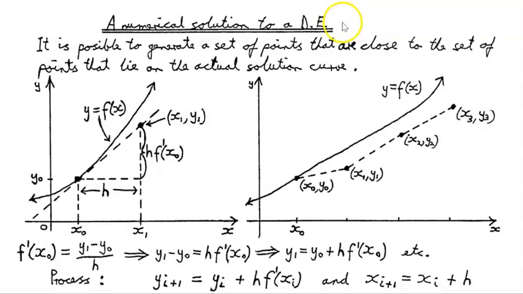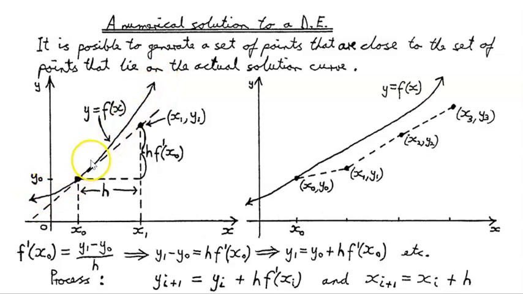Okay, and we can make that solution as accurate as we want to, and I'll show you that shortly. So it's possible to generate a set of points that are close to the points that lie on the actual solution curve, but how close is up to us, again, is our choice. Now, let's just say y equals f of x here is the solution. It's the exact solution, okay? Here's the actual solution to our problem.